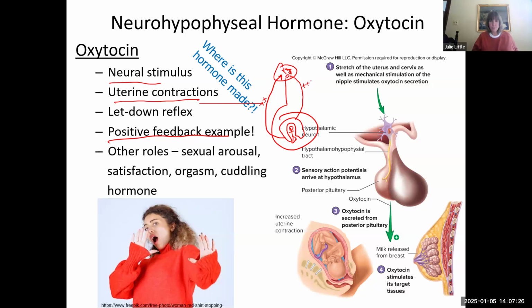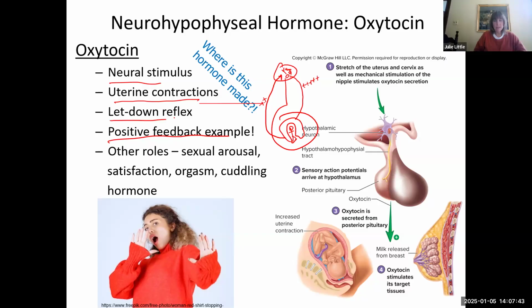And so we release more and more oxytocin until the uterine contractions are so fierce that you can actually hold your baby there within a few minutes afterwards. Childbirth occurs. Now, the letdown reflex is quite different.